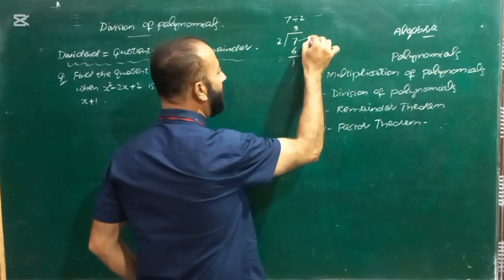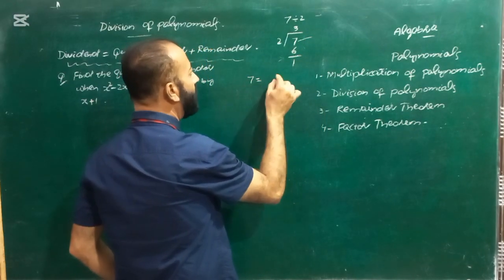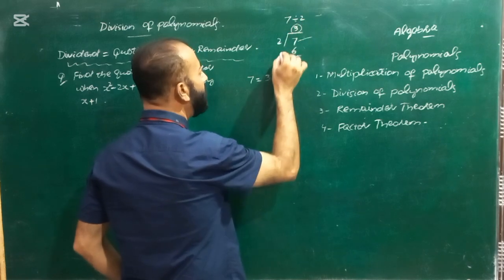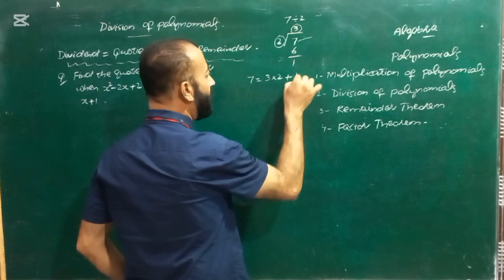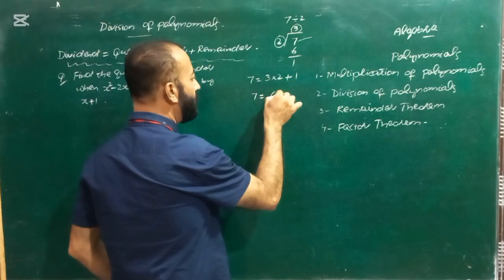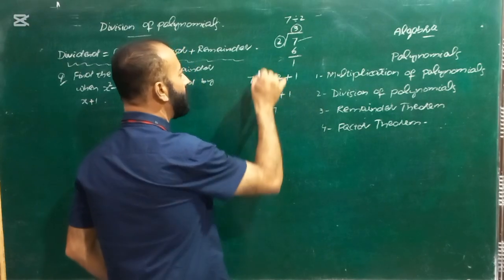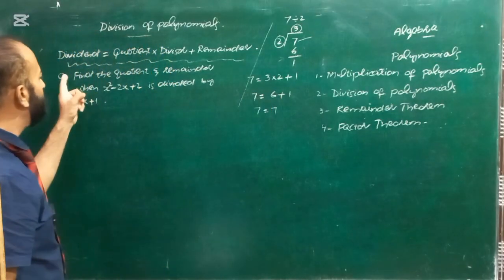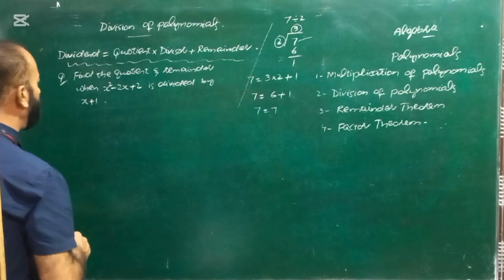So look now, this is dividend. So 7 will be equal to quotient multiplied by divisor plus remainder. So you can see from here that 7 is equal to 6 plus 1, that is 7 is equal to 7. So this is a simple example which proves this theorem. Okay, now here is a question.